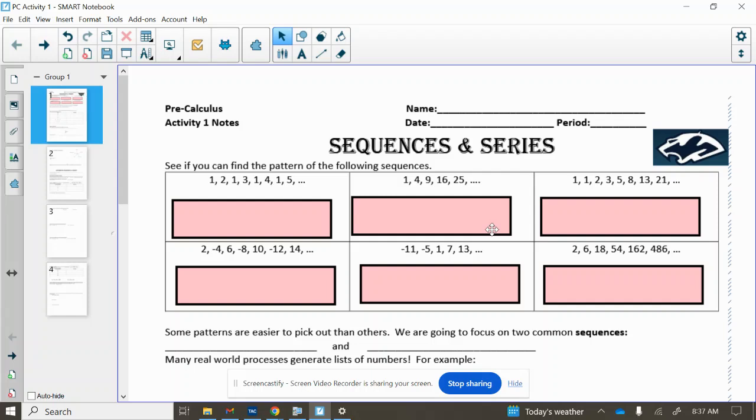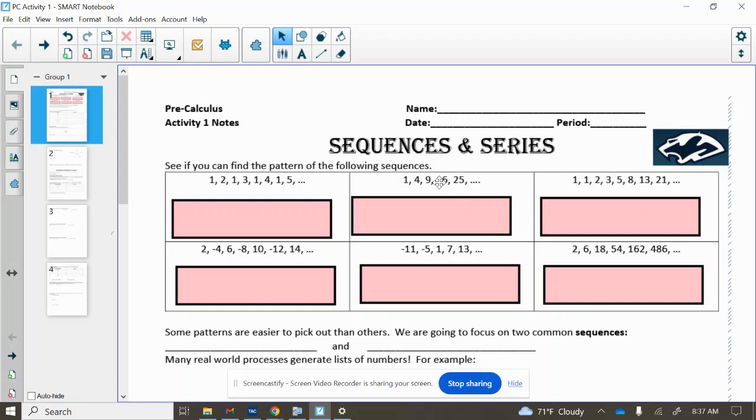Activity 1. Today we're going to talk a lot about series and sequences, the differences between the two in general, and then talk specifically about arithmetic sequences and series. Now on your sheet you should see a bunch of different types of sequences, and see if you can identify some of these patterns to start.